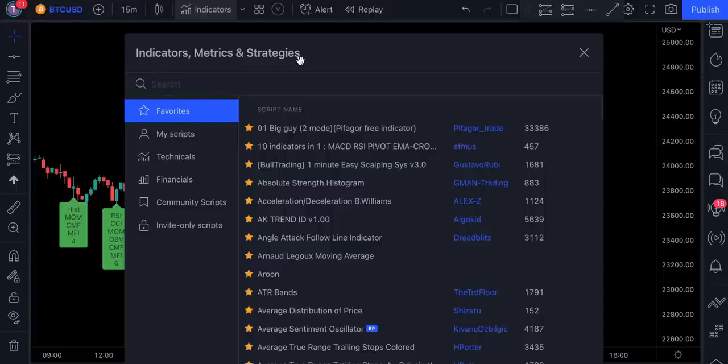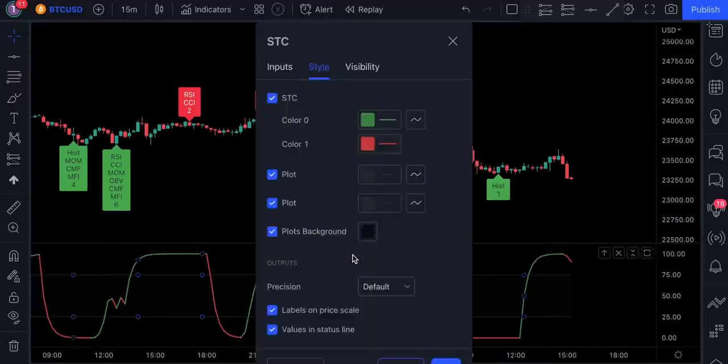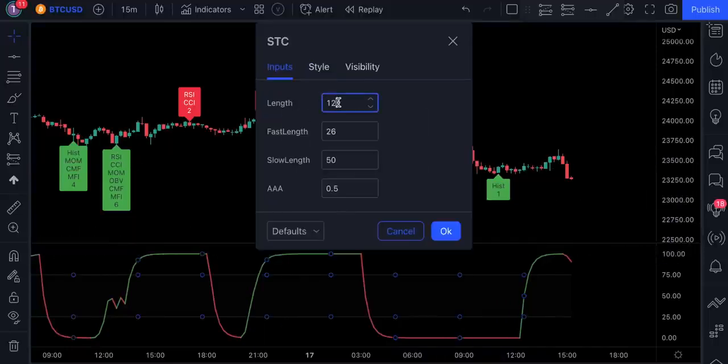So for our first method of using divergences, we need to add another tool to our chart that's called STC. STC indicator, a better MACD by Sean KM. Let's access its settings and change the length from 12 to 19 and the fast length from 26 to 27.